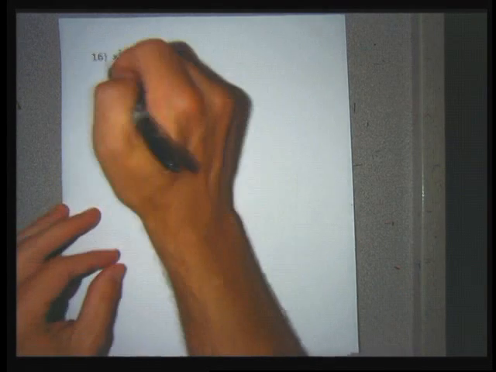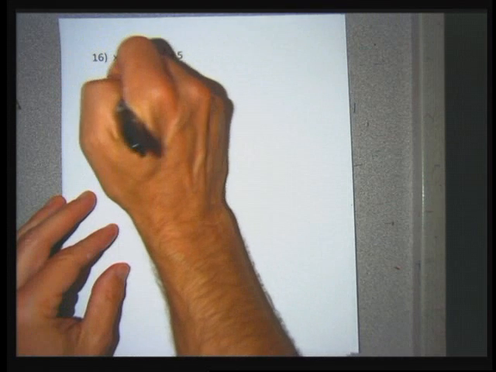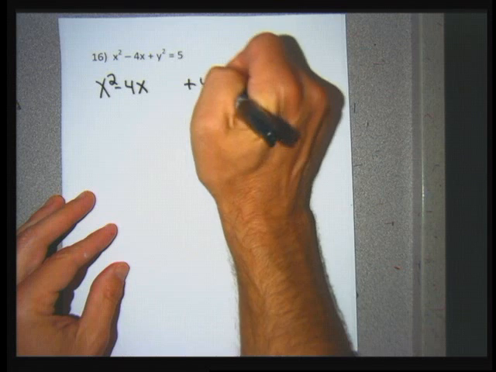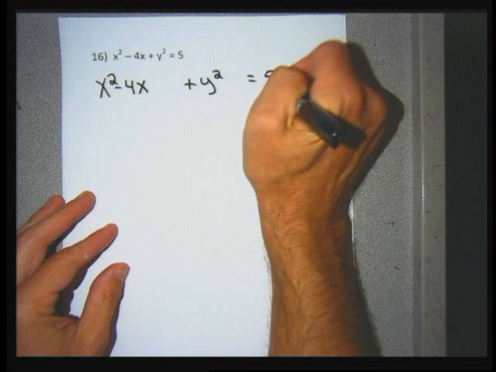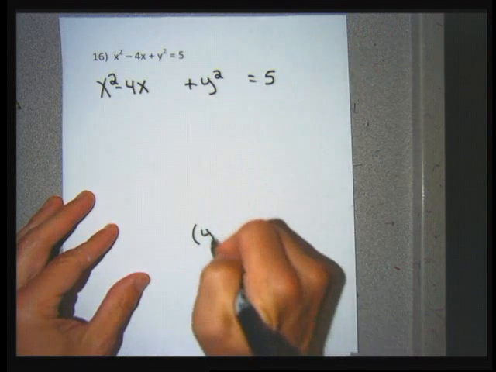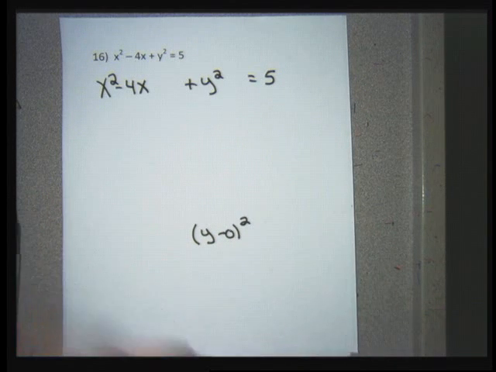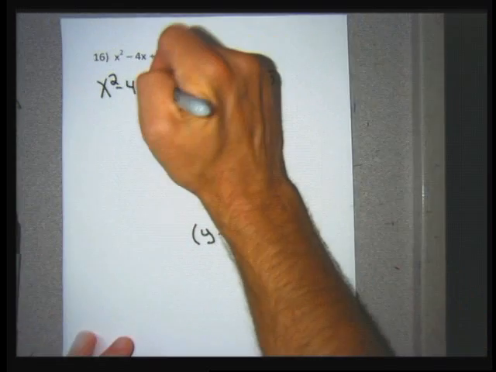So in this problem, the x's are already grouped. There's only one y, so I don't need to worry about adding something after the y. I could, if I want to, write that y squared part as y minus 0 squared. But the only part where I need to add is after the x's.